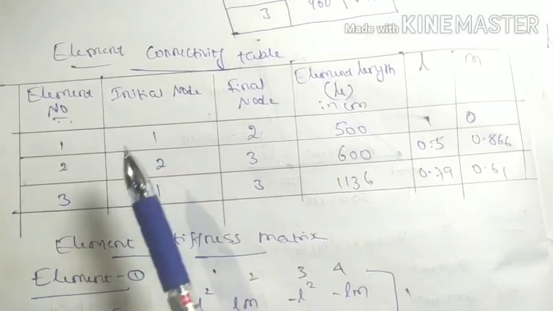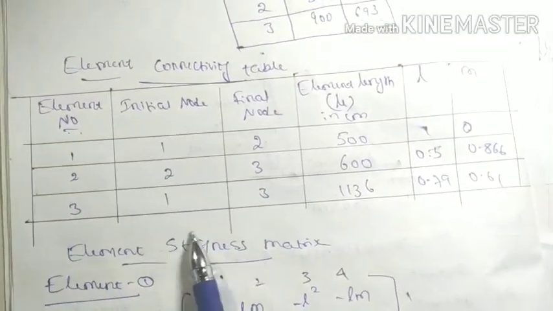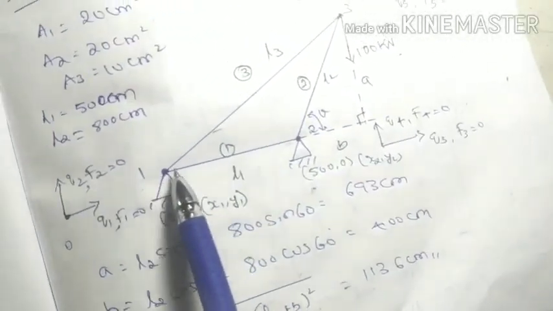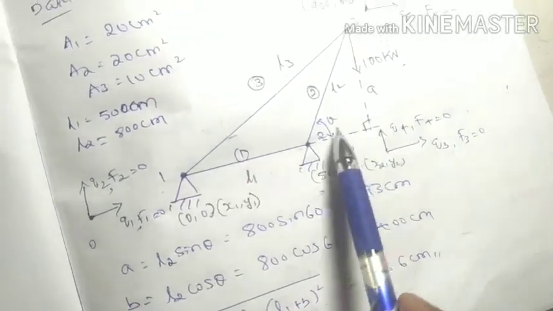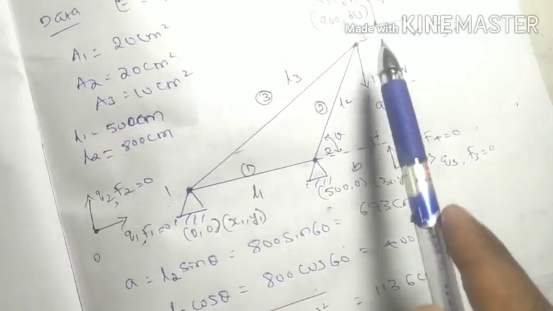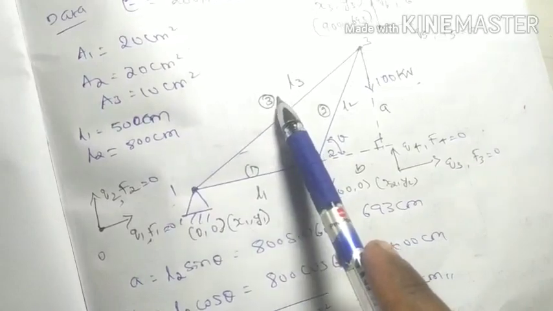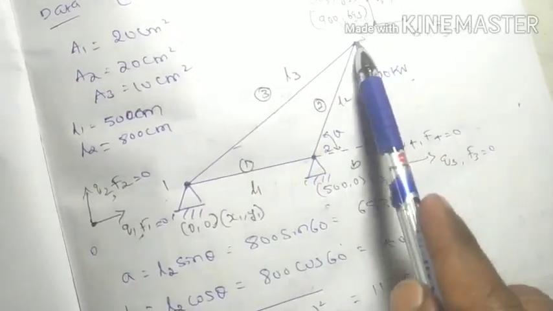Total elements are 3, and we write the corresponding initial node and final node, which you are very familiar with. For element 1, the initial node is 1 and the final node is 2. For element 2, the initial node is 2 and the final node is 3, and for element 3, the initial node is 3 and the final node is 1.